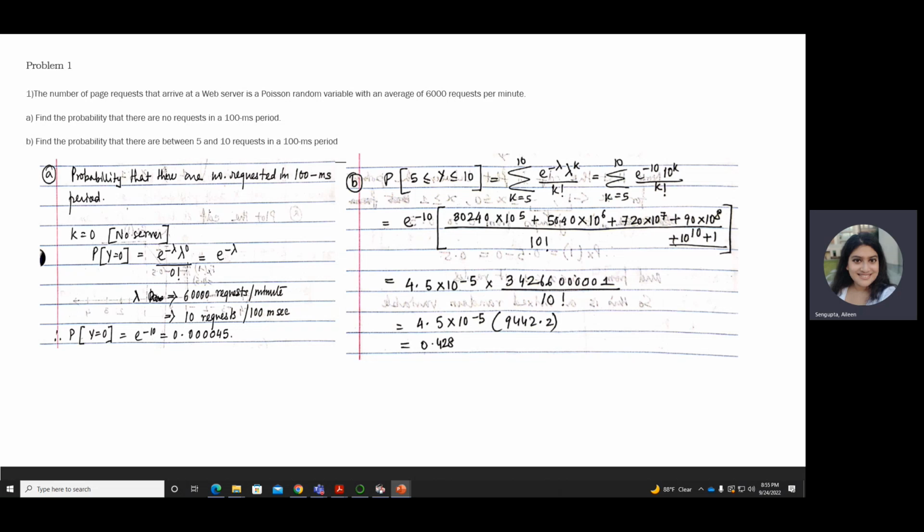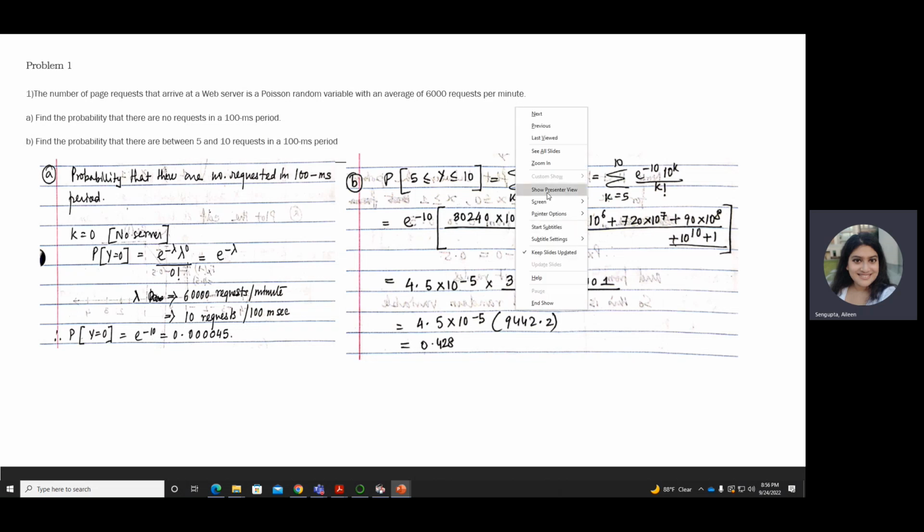This is also a typical kind of request problem: there is an average of 6,000 requests per minute. Find the probability that there is no request in a 100 millisecond period. I think I have already discussed this type of problem. It is just that 6,000 requests per minute is being reduced down to a 100 millisecond period. So this is per minute, remember?